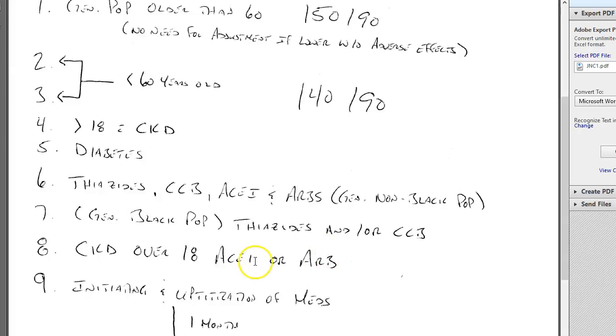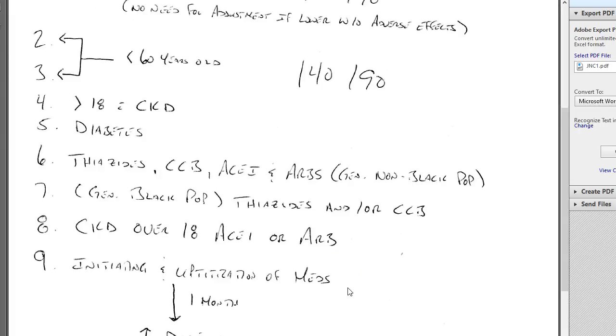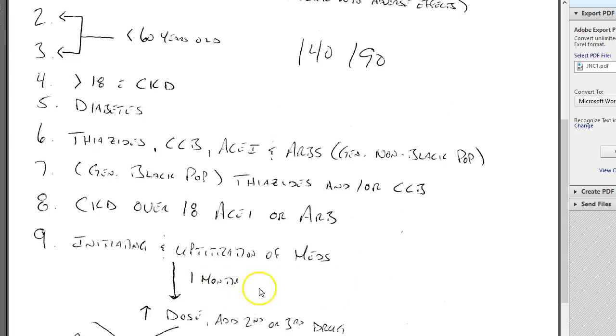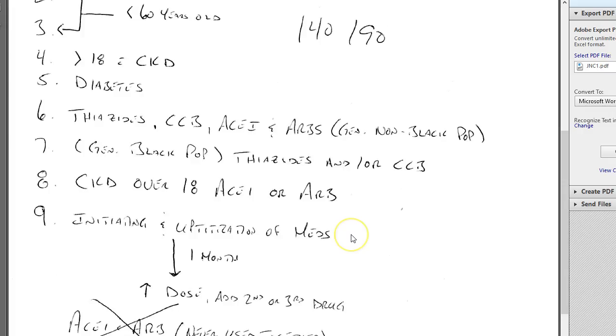You never have them on an ACE and an ARB together. Talk more about that in a minute. So the last recommendation that came out, the 9th one, discussed the initiating and uptitration of medications. So this is to, according to the guidelines, happen over the period of 1 month. So you give them a month. You start them on a thiazide, and then you monitor their pressures for a month. You have them come back.